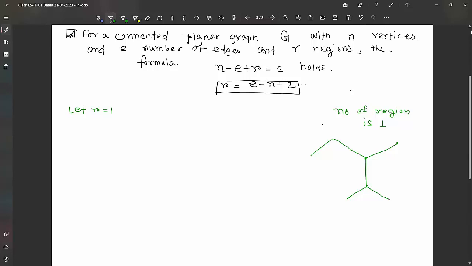What is the name of the graph where no circuit or cycles are there? These are a special type of graph. These have a name. Yes.